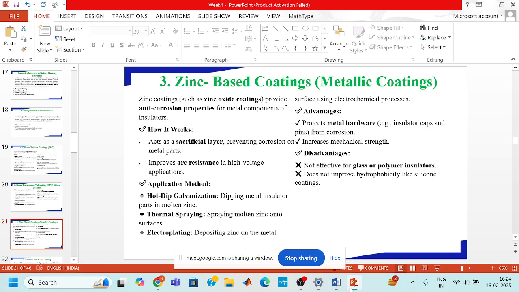But there are some disadvantages also. Zinc-based coating is not effective for glass or polymer insulators, and it does not improve hydrophobicity like silicone coatings.